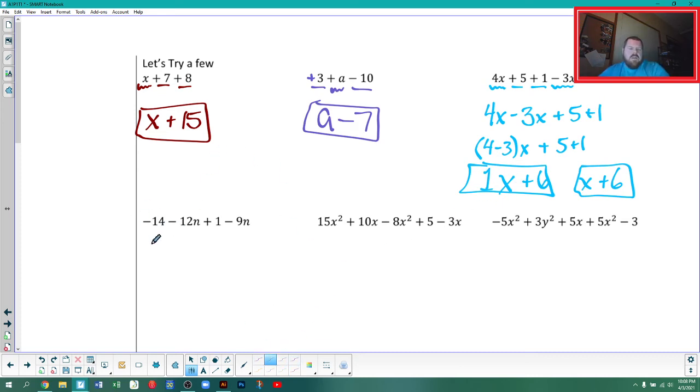Okay, let's look at the next one. So I have negative 14. Maybe I use a straight underline for that. I have a negative 12n. I'll use a squiggly underline there. I have another number, so that's a straight underline, and another variable. And that's pretty straightforward. Okay. Variable-wise, I have negative 12 and negative 9, and I'm going to slam those together, and I'm going to come up with negative 21. Number-wise, negative 14 and positive 1, slam those together, and we get a negative 13. And that problem's done.